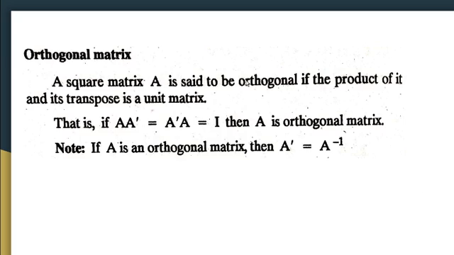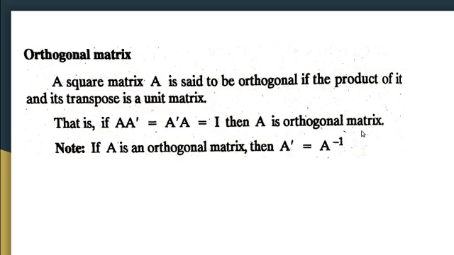Next we are going to discuss the orthogonal matrix. What is an orthogonal matrix? A square matrix A is said to be orthogonal if the product of it and its transpose is a unit matrix. So the condition for orthogonality is: a square matrix A into A transpose is equal to A transpose into A is equal to I. Then A is said to be an orthogonal matrix.